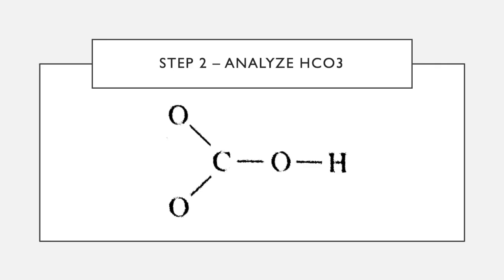Step number 2 in reading an ABG is to analyze the bicarbonate ion concentration. This is labeled as HCO3 on an ABG printout and is typically the third or fourth value from the top. If you remember, the normal values for bicarbonate are 22 to 26 milliequivalents per liter.